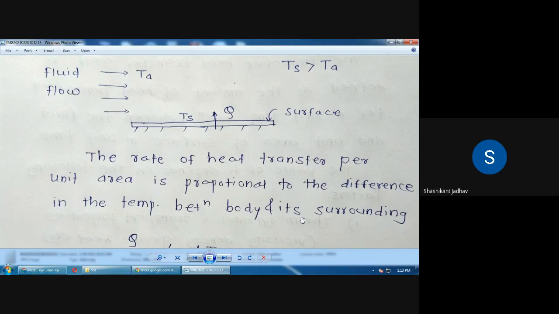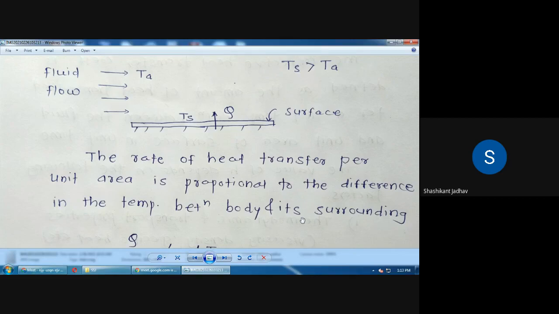Proportional to the difference in the temperature between body and its surrounding. Here the plate is given. The plate has a temperature Ts, that is the body, and at the surrounding of this particular body a fluid flow takes place. That fluid is nothing but air, we have to consider air also as a fluid.